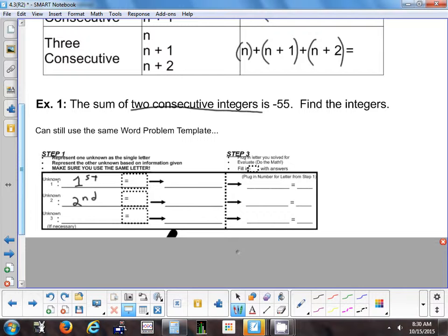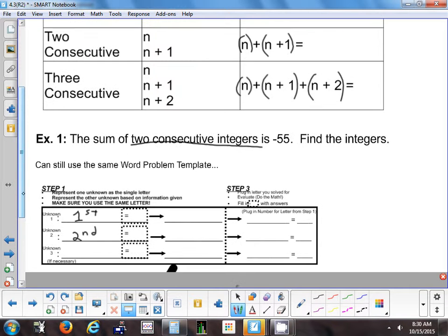So my first number, my second number. We already know how to represent these. How do we represent the first one? Yep, n. How do we represent the second one? N plus 1. What if you did 1 plus n for that? You could. We're going to do it this way just to keep it consistent, but technically you could. Any questions on that part?